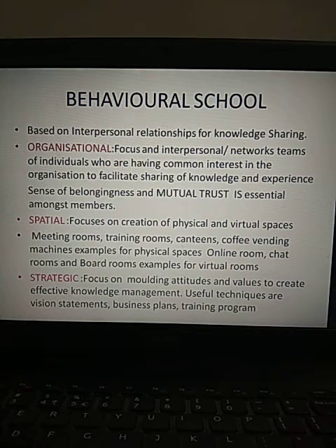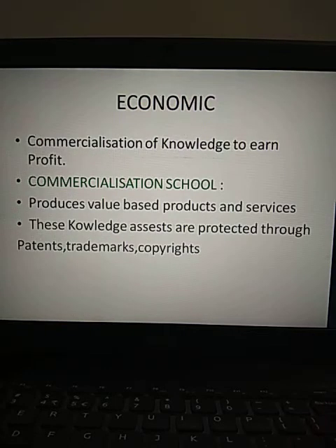While doing all these things, the inculcation of values as well as the creation of the required attitudes is going to be the success. So this is the strategic school, the behavioral aspect. These are considered as Earl's 7 schools of knowledge management.